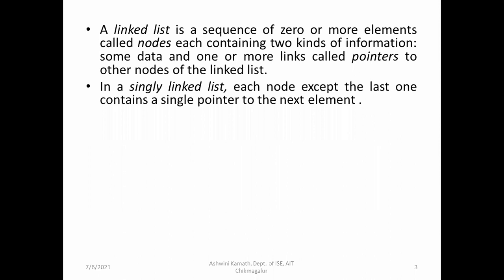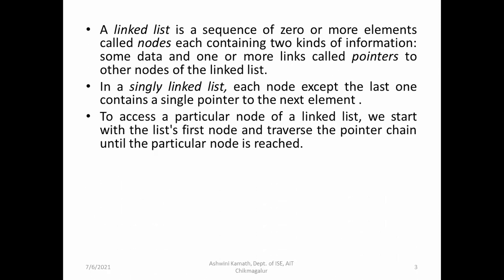In a singly linked list, each node except the last one contains a single pointer to the next element. So in the singly linked list, what happens? We'll have a number of nodes, and each node will have an information part, and the next part will have the address of the next node.